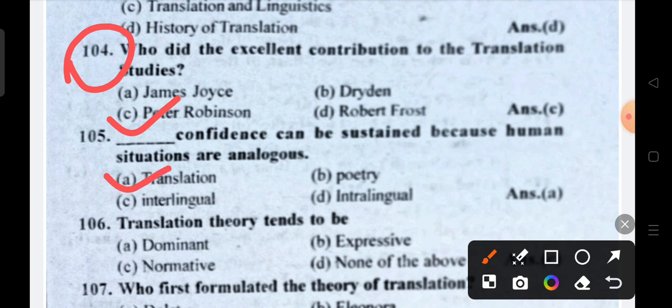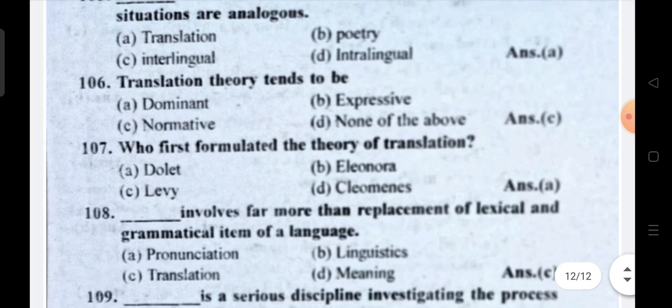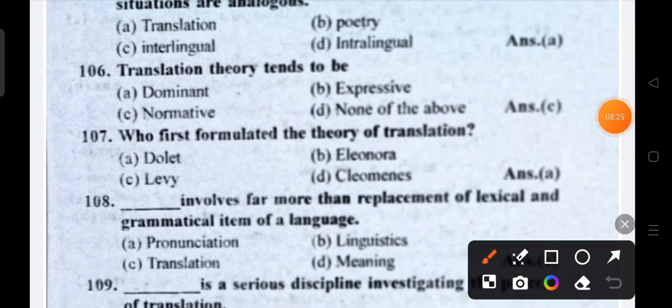Translation confidence can be sustained because human situations are analogous. Translation theory tends to be, the answer is A, normative. Who first formulated the theory of translation? Dolet. ये क्वेश्चन बहुत ही इम्पोर्टेंट है.